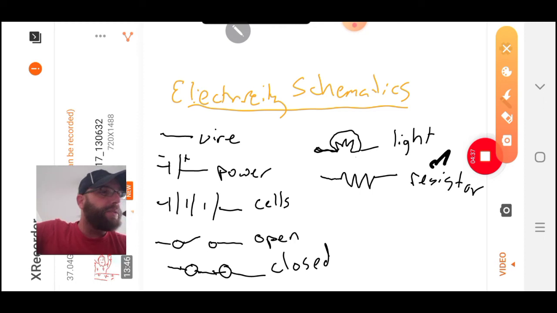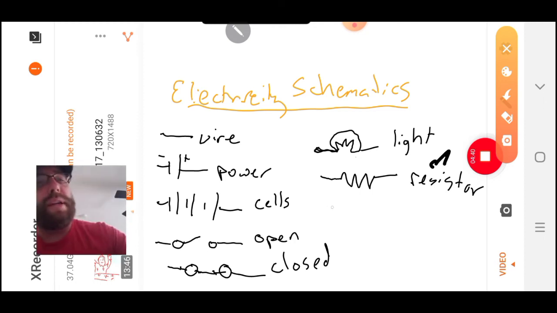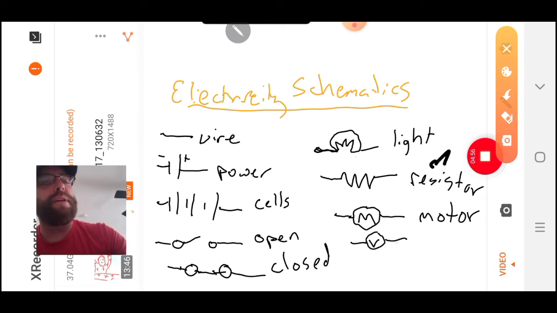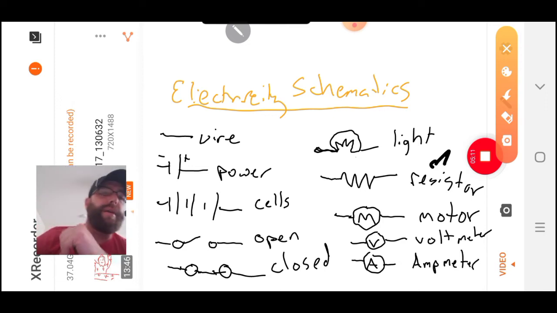The next one is a motor. Anytime you have a motor on a line, there are different, more specific types of motor symbols, but this is a generalized one. It's just a circle with an M in it. It's a motor. Then you have voltmeters to measure how many volts are going through something. And then you have an ammeter as well with an A. Those all are the same thing with just different letters. Ammeter: how many amps are going through something? We've got a few more here.